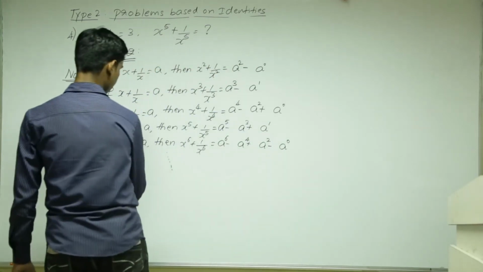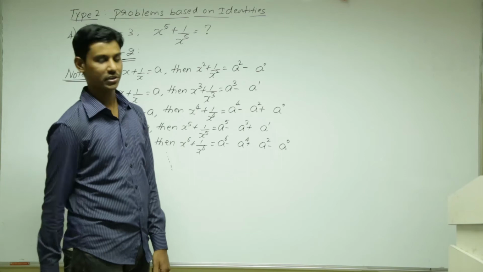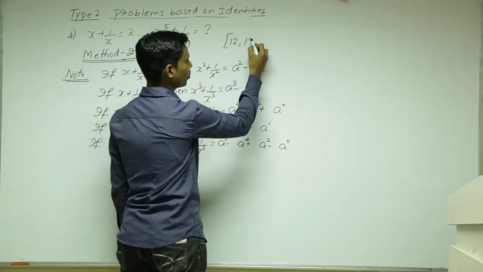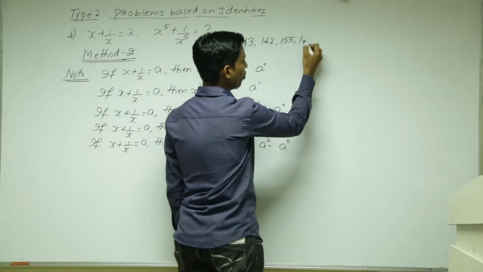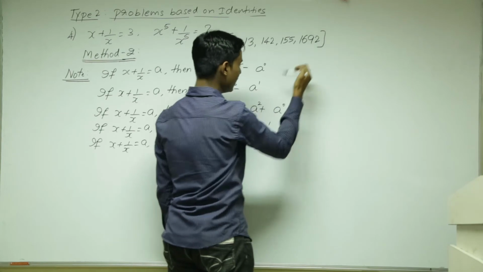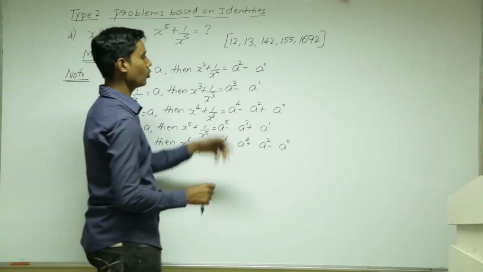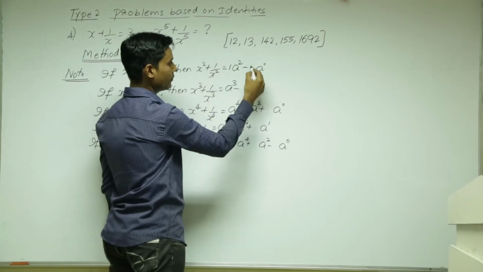Those constants, listen to this. There is no particular pattern to remember the constants, but you need to remember the constants are 1, 2; 1, 3; 1, 4, 2; 1, 5, 5; 1, 6, 9, 2. This is only till x power 6 plus 1 by x power 6. Now what is this 1, 2? 1, 2 means first term coefficient is 1, second term coefficient is 2.